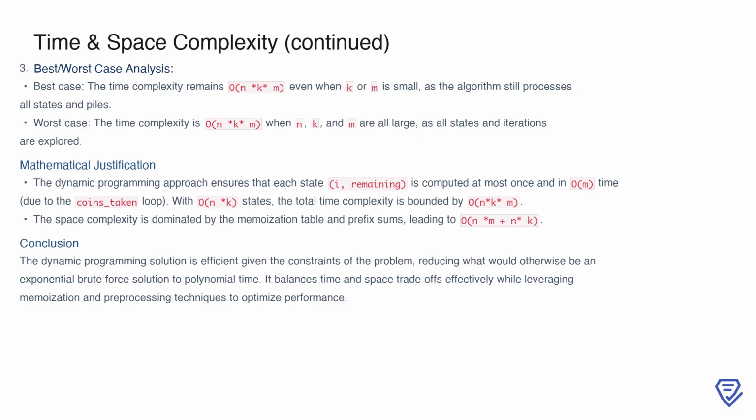The space complexity, dominated by the prefix sums in the memoization table, totals to O(m * n * k). This dynamic programming solution effectively balances time and space trade-offs, transforming what would have been an exponential brute force method into a polynomial time solution. By leveraging pre-processing and memoization, it ensures efficiency while adhering to the constraints of the problem.